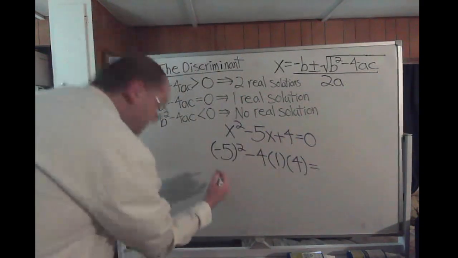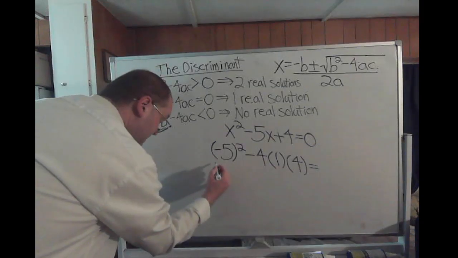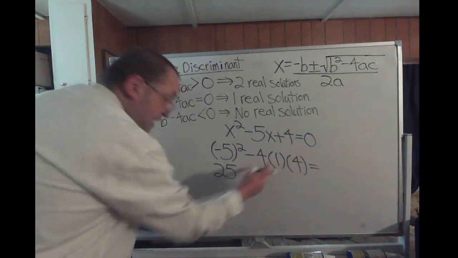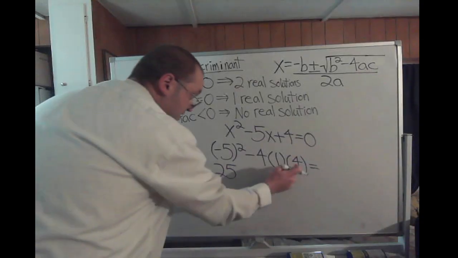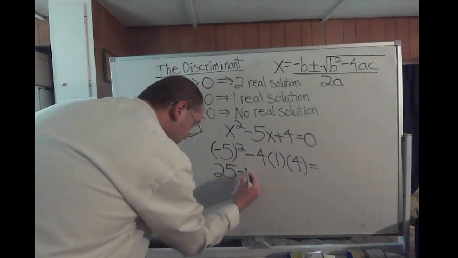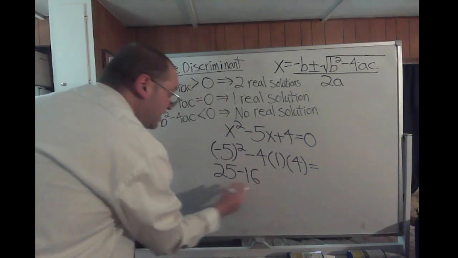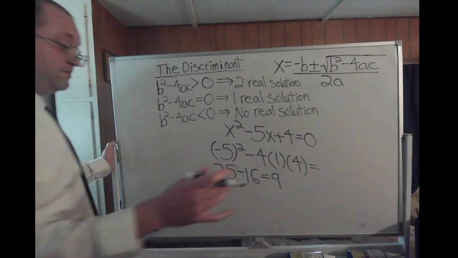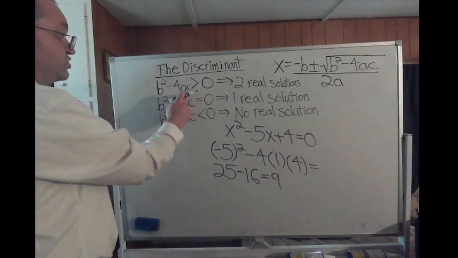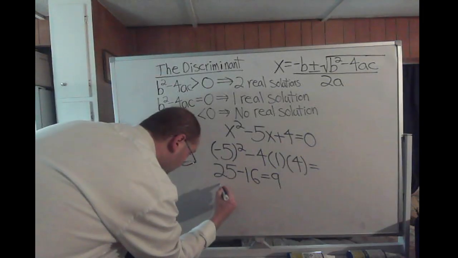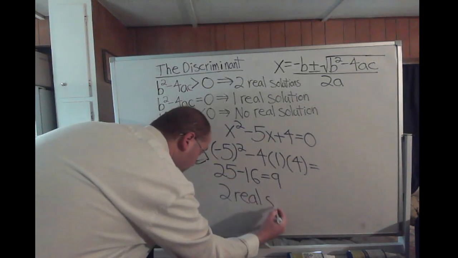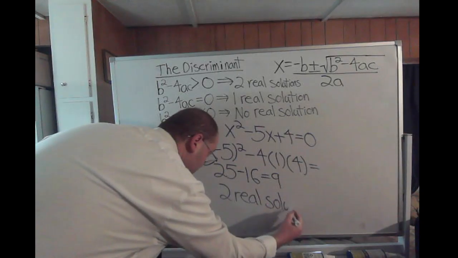Now when we simplify this, negative 5 to the second is positive 25. Then we have negative 4 times 1, which is negative 4, times positive 4, it's negative 16. We have 25 minus 16, which gives you 9, which is a positive number. And since the discriminant is positive, you have two real solutions.